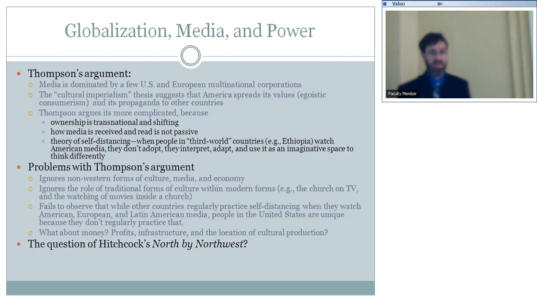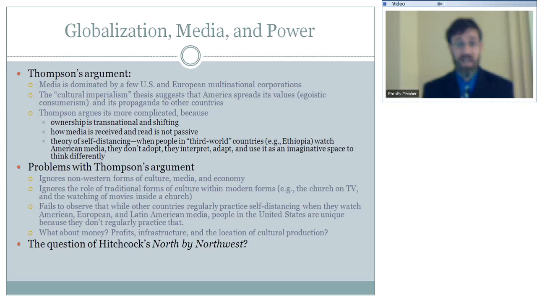Now, this is a very interesting question, because if you remember when I showed you what was playing in the movie theaters in Ethiopia, in Addis Ababa, what was playing was Django Unchained. That was 2 weeks ago. It was an American movie every single hour, right? And right now, actually, I went back and checked, it's Zero Dark 30. So the question that Thompson raises in the reading is that media is dominated by a few American and European multinational corporations. So if you go to countries around the world, you're watching American television.